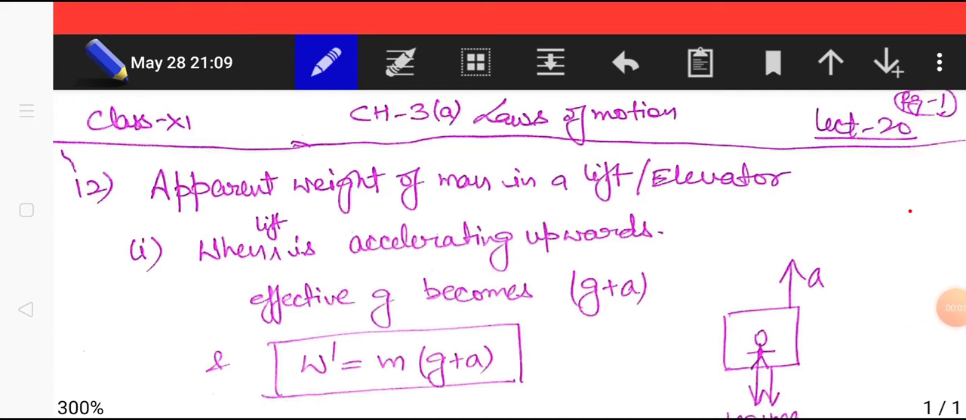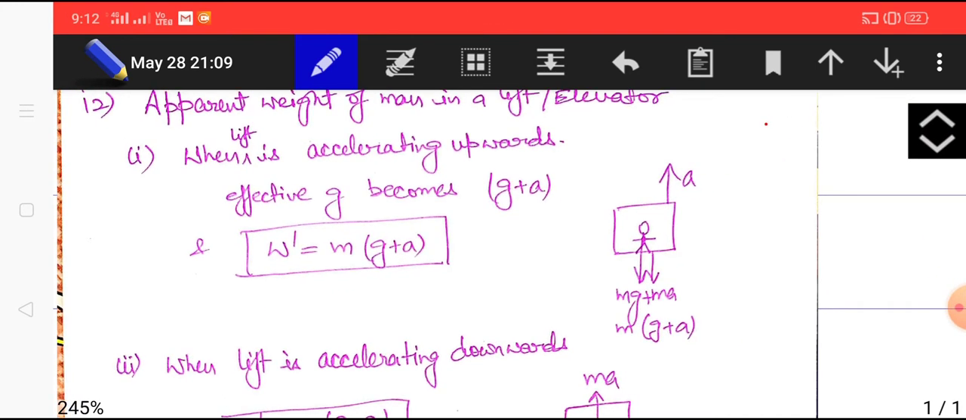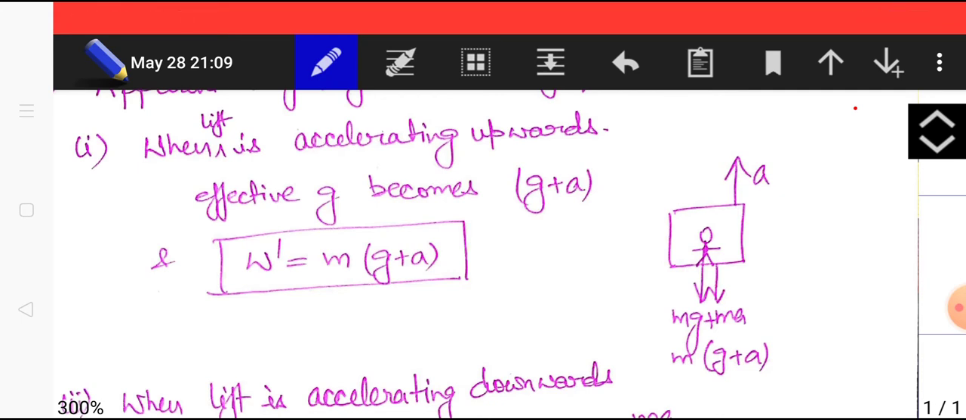Hello dear students, this is lecture 20 and in last lecture 19 we discussed about horse and cart problem. We are continuing our chapter 3a. In this lecture we will discuss apparent weight of man in lift or elevator and we will discuss about the connected motion. First of all, let us discuss apparent weight of a man in a lift.